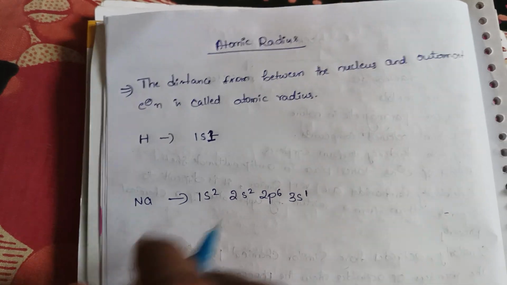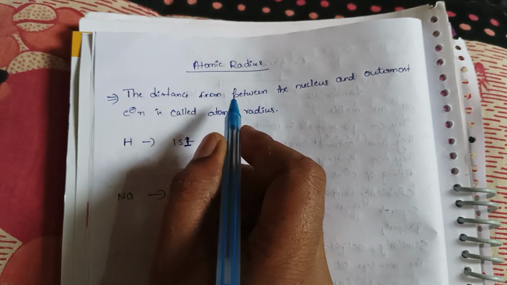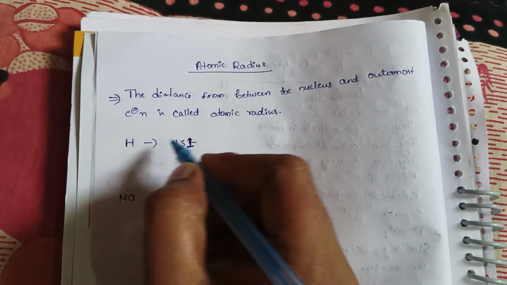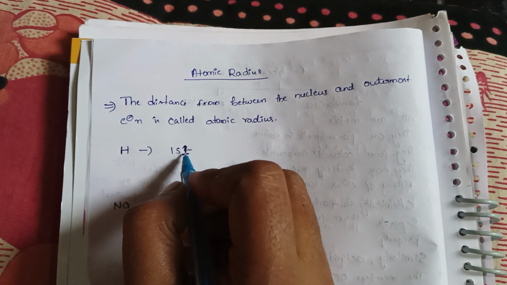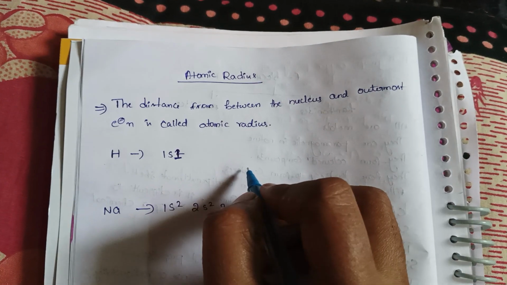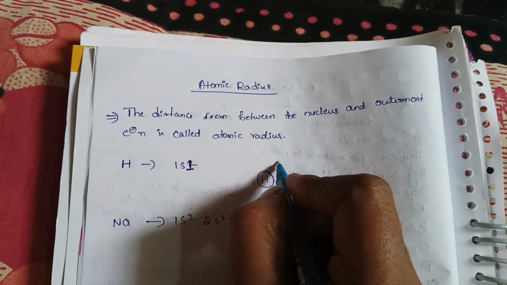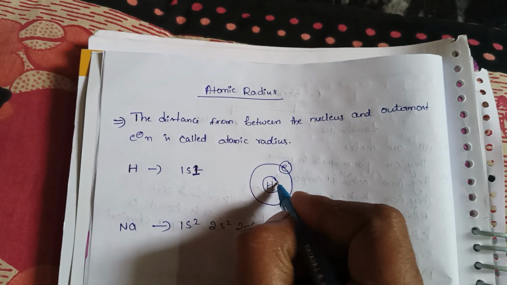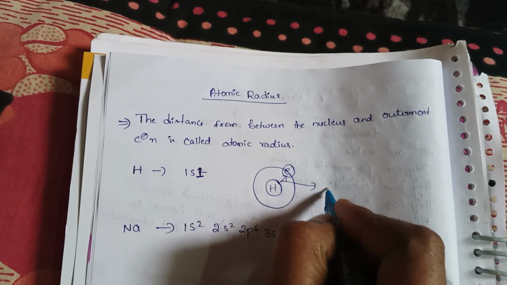Without delay, let's get started. Atomic radius. The distance between the nucleus and outermost electron is called atomic radius. If we take an example, hydrogen, the electronic configuration is 1s1. The valence electron is 1, and the distance from the nucleus to the valence electron is called atomic radius.